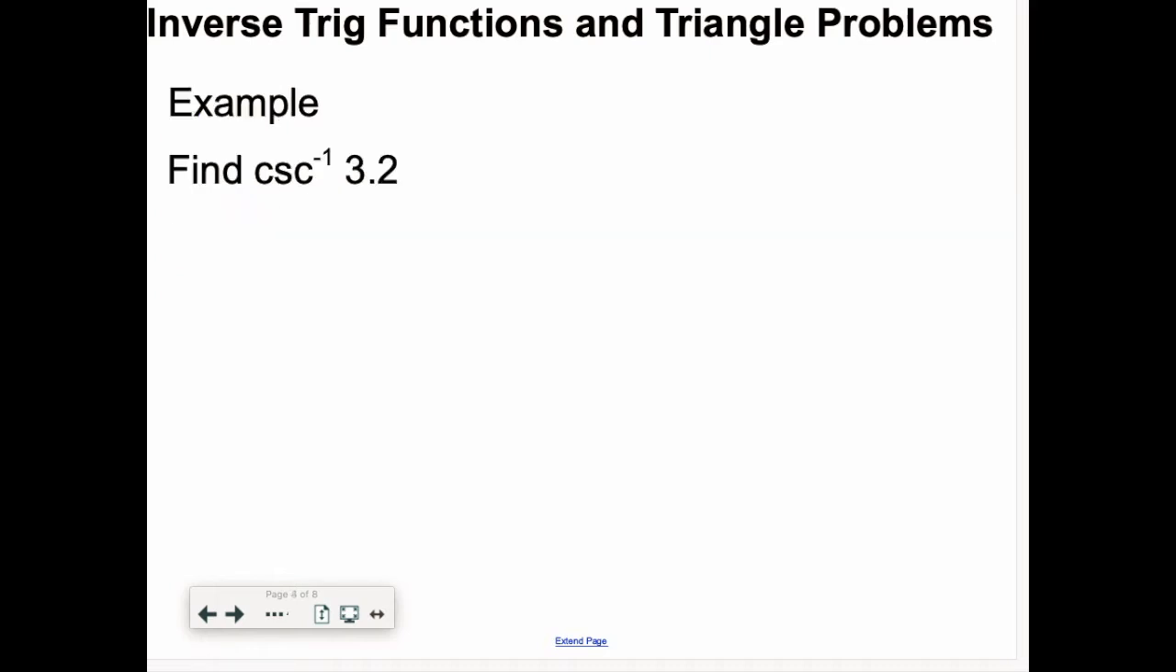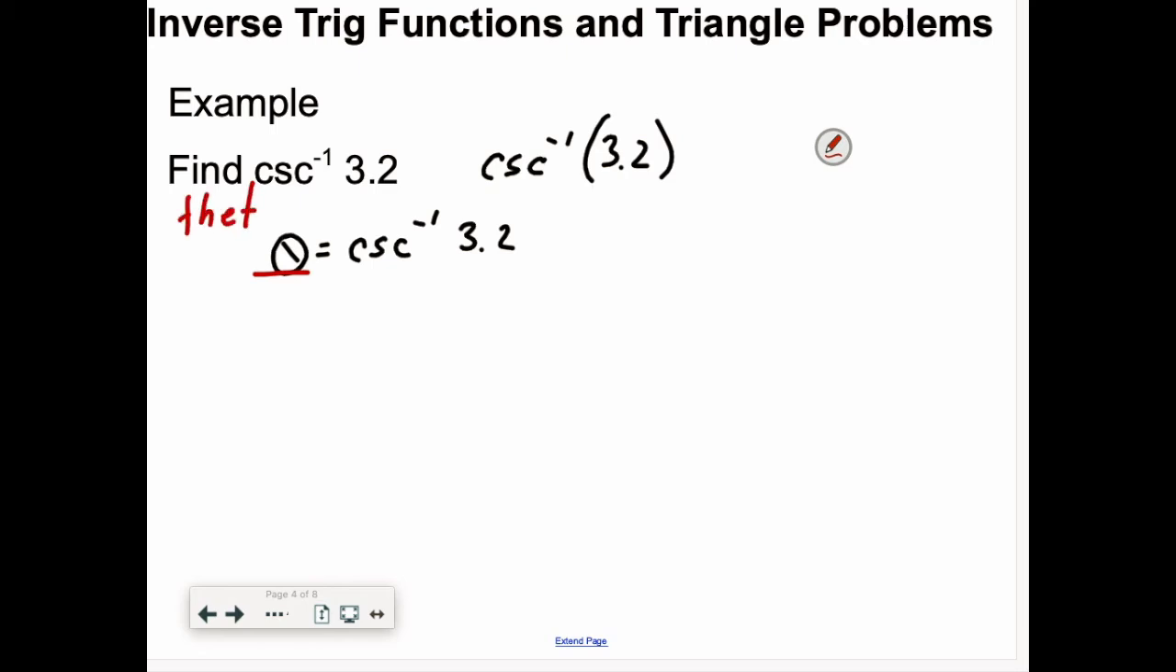And let's take a look at an example. Now, here, pretty straightforward example. We're just asked to find cosecant inverse of 3.2. You can also see this written as cosecant inverse 3.2. Again, the parentheses don't matter. So what we're going to do is first set it equal to an unknown. Here I'm using theta as my unknown. Reason being is I know that this is going to be an angle.